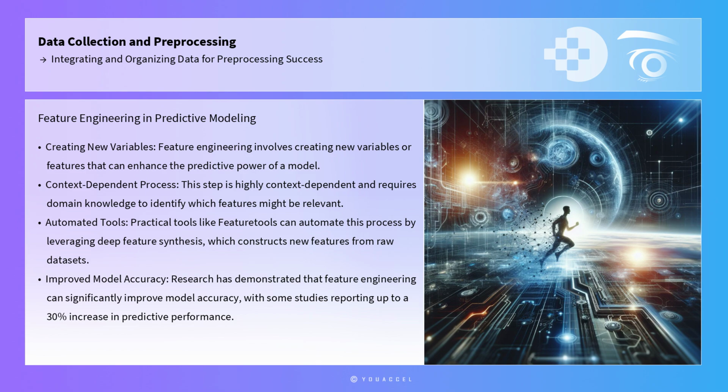Research has demonstrated that feature engineering can significantly improve model accuracy, with some studies reporting up to a 30% increase in predictive performance in supply chain risk management applications.